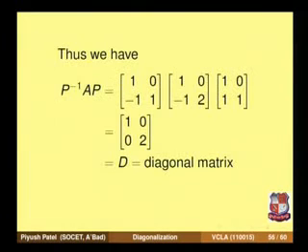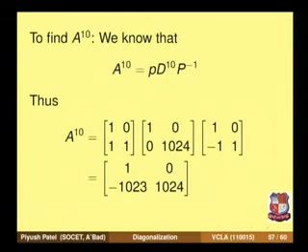Find P inverse, and finally when we find the product we get the diagonal matrix D, and then A to the power 10 is equal to P D to the power 10 P inverse. So simply D to the power 10 is the diagonal entries raised to 10, so that by finding this product you can easily compute the higher powers of matrices.